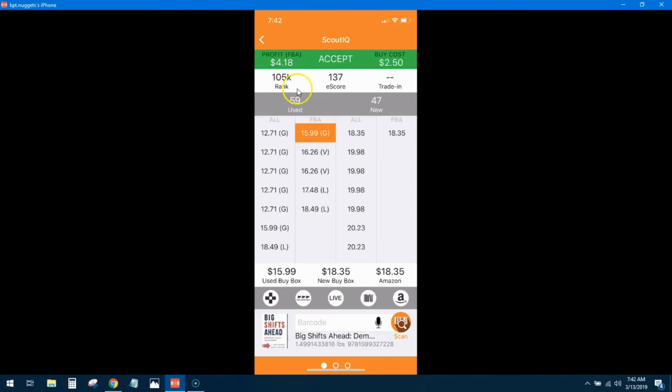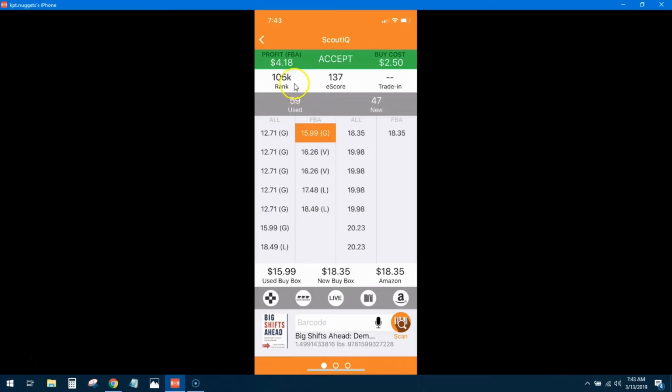$4.18 profit, 105K rank, 137 e-score. That is a great rank and a great e-score. Like I said, these kind of business books really sell fast, sell quickly. They just don't always have that most profit in them. You can see that the lowest used is $12.71. FBA is coming in at $15.99. That pricing looks good to me.